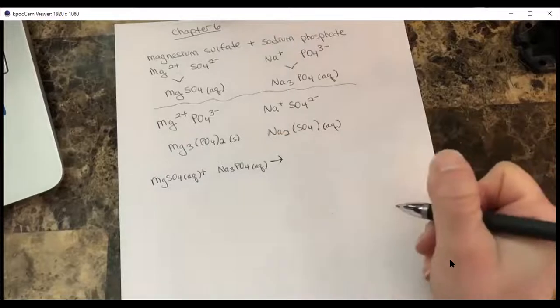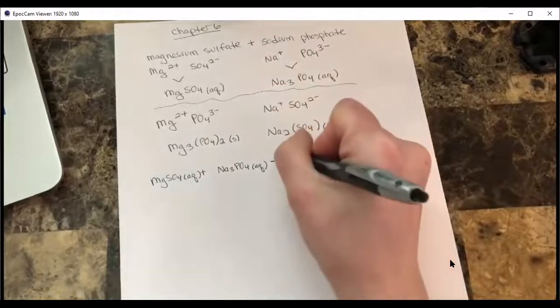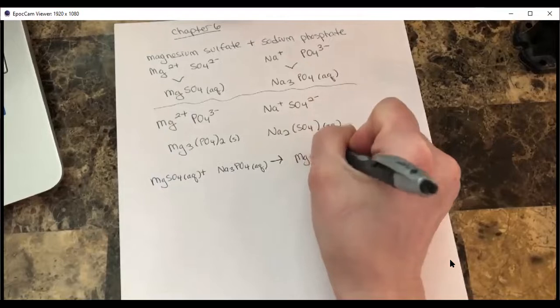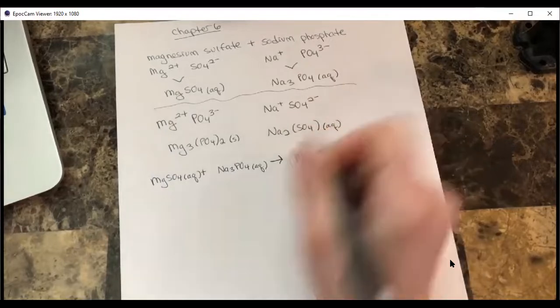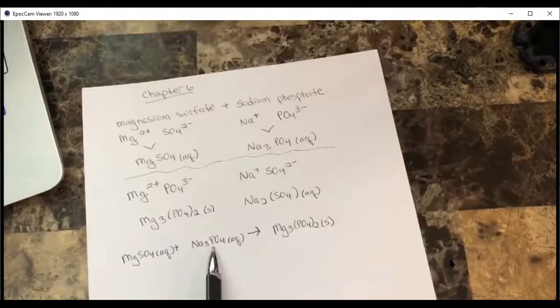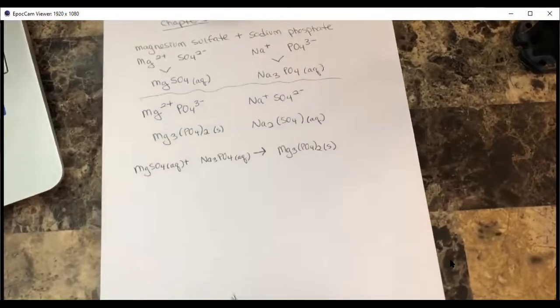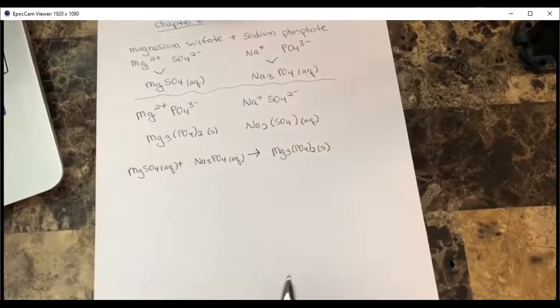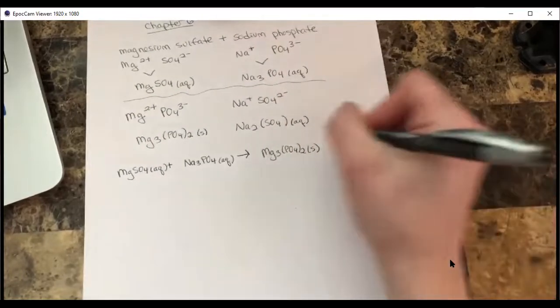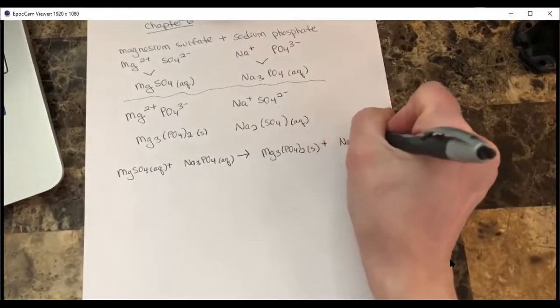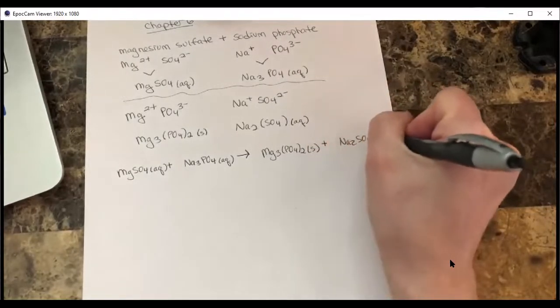Yields. These are the products that we got. Mg3(PO4)2 solid. You might be saying, wait a minute, you have a phosphate here. Remember I told you at the beginning, I gave it to you that it is aqueous. We're looking at what was formed. That's why that phosphate is the solid. This is plus Na2SO4, which we know is aqueous.